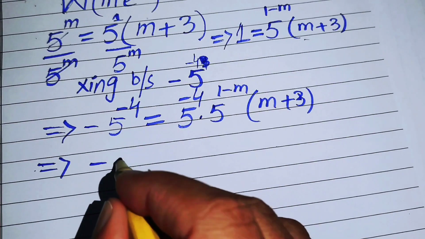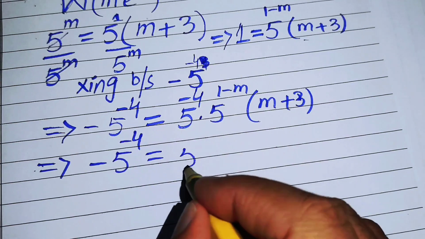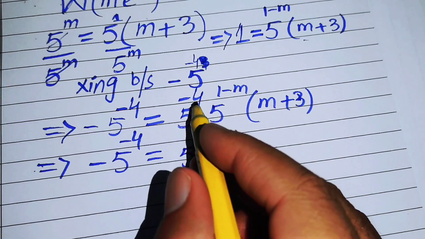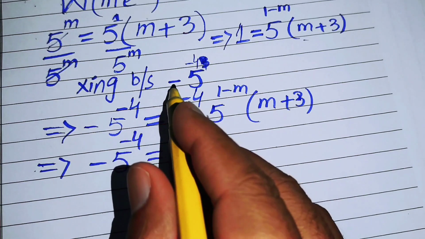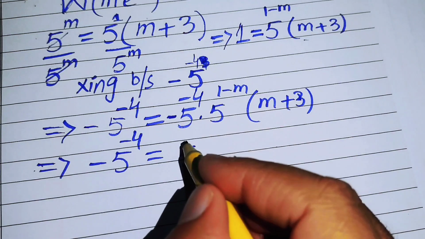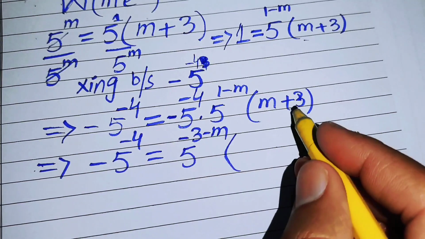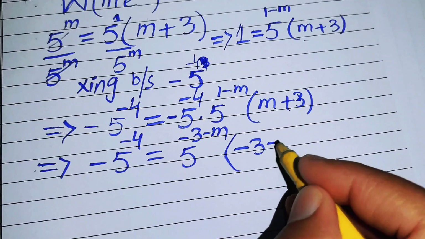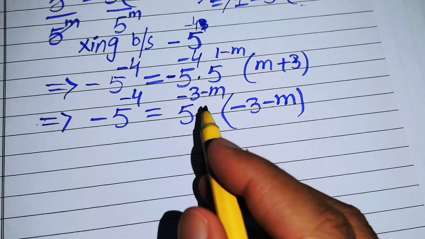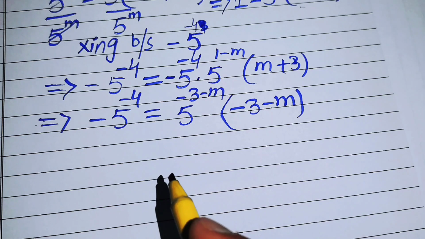So now we will make a little bit of simplification here, and we write the left hand side as minus 5 times 5 to the power of minus 4, and it is equal to 5 to the power of minus 4, and when you add minus 4 and plus 1 it will be equal to minus 3, and minus 5, and this whole thing is multiplied by minus, because here you have minus and we multiply minus by m plus 3, so it will become minus 3 times minus 3 minus m.